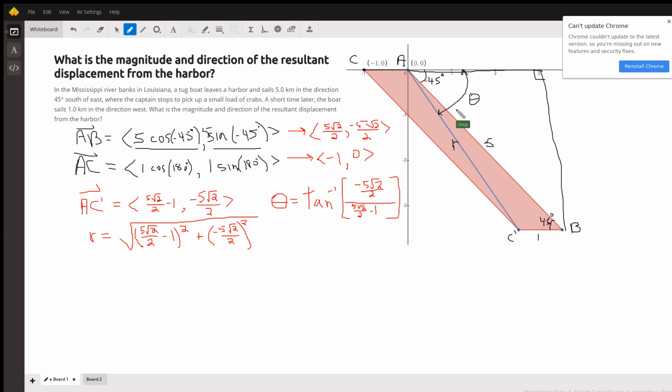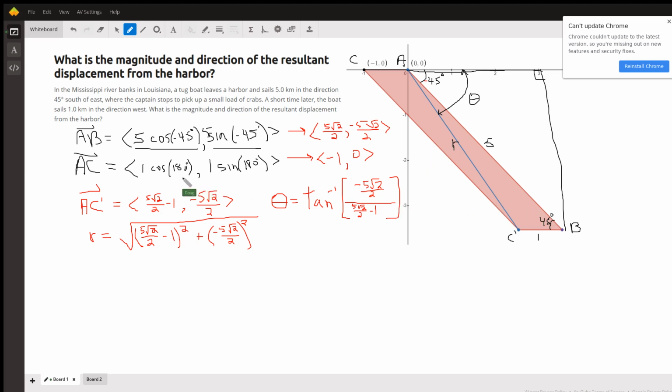There's 2 ways to do the problem, or at least 2. One of them is to use the law of cosines, because this distance is 5, and this distance is 1, and this 45-degree angle by parallel lines cut by a transversal must also be 45. So you could use the law of cosines and say r squared equals 1 squared plus 5 squared minus 2 times 5 times 1 times the cosine of the included angle, and get r that way.